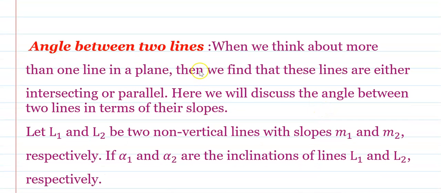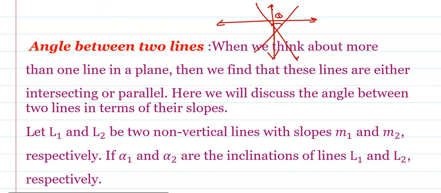The next topic is the angle between two lines. When we think about more than one line in a plane, that is, when there are two lines in a plane, suppose this is the first line and this is the second line. They make an angle of theta with each other.